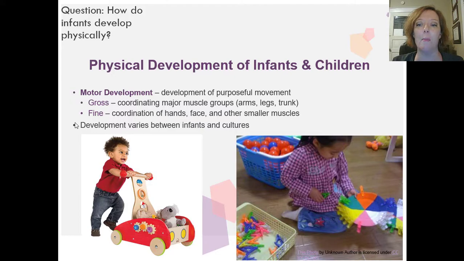this is how a baby learns how to move around kind of in a predictable sequence. They begin to develop more purposeful movement, so they're trying to do something and they're accomplishing it. And you have two kinds of motor development. You have gross motor development and fine motor development. Gross motor development is the coordination of major muscle groups, arms, legs, and trunk. So they're the big movements that babies do. And then you have fine motor development, and this is coordination of hands, face, and other smaller muscles. And they do happen simultaneously, although typically the gross motor development skills do come around a little bit faster.